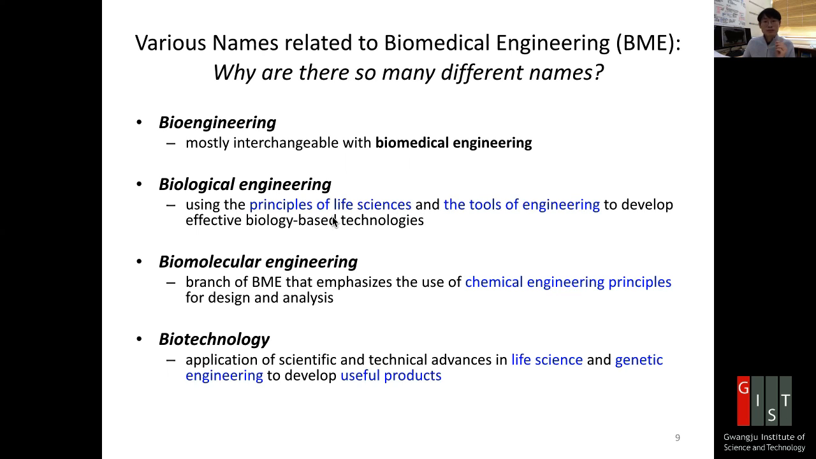Also, you can find a department of biological engineering, and this biological engineering uses engineering principles and principles of life science to develop effective biology-based technologies. And also, you find biomolecular engineering. This is a branch of biomedical engineering which emphasizes the use of chemical engineering principles for design and analysis, such as drug development. And lastly, you also see biotechnology, which is the application of scientific and technical advances in life science or genetic engineering to develop useful products.